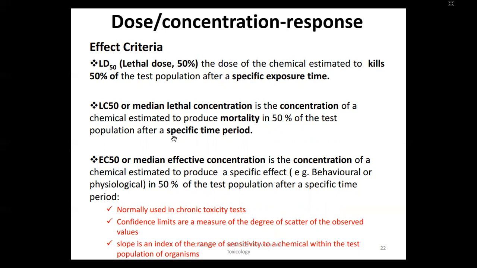Okay. What was important here? Confidence limit and measured degree of the scatter. Maybe let me talk about this part here, which says confidence limits are a measure of the degree of the scatter of the observed value.